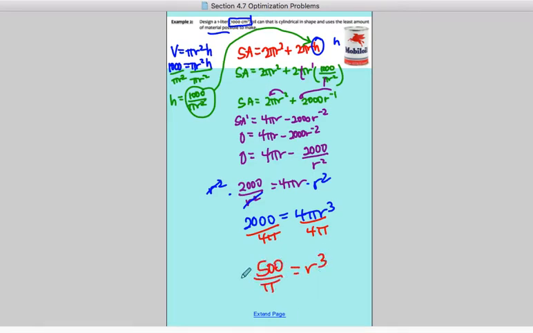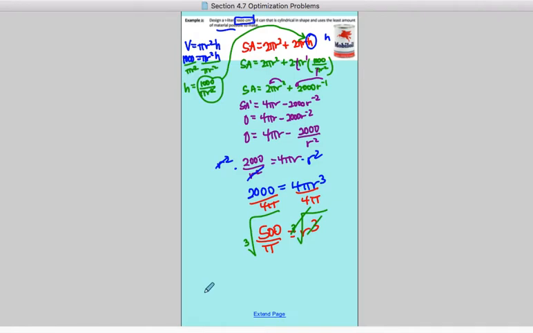And then our last step is to get r by itself, so we cube root both sides. Okay. So r is equal to the cube root of 500 over pi. If you wanted to type that in and get an approximate answer, let's see. You should get that r is equal to 5.419, and then this was in centimeters.